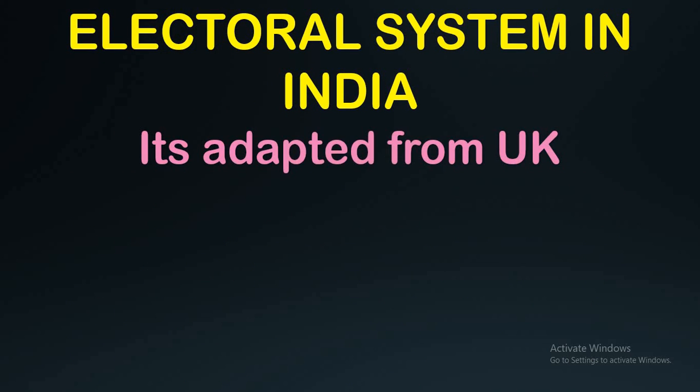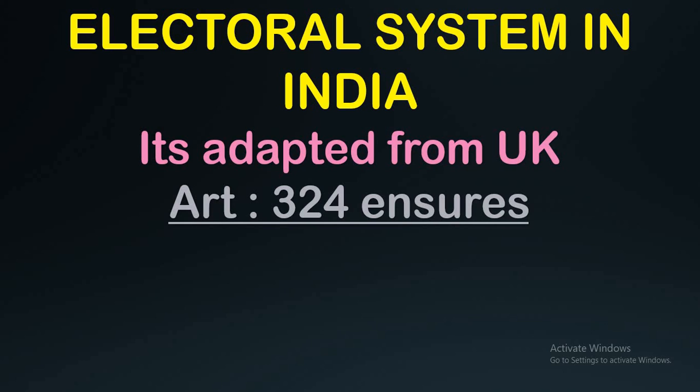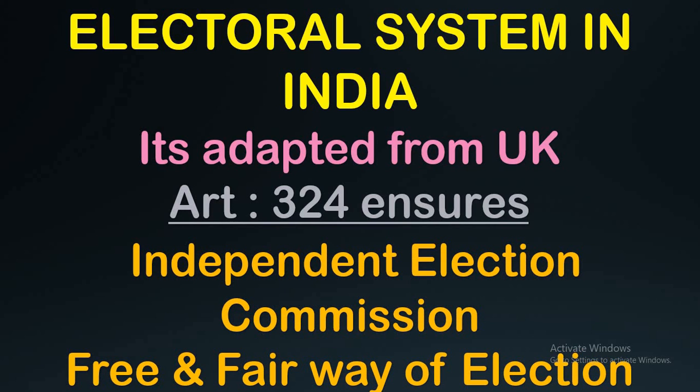The electoral system in India has been adopted from the United Kingdom. Article 324 ensures an independent Election Commission. So the Election Commission is not under any political party or any higher official. It has to work independently and freely, and a free and fair election should be conducted. This is what the electoral system in India says.